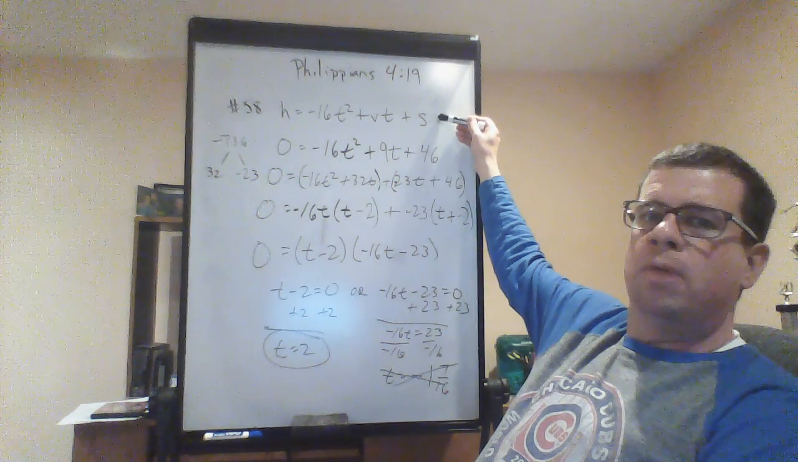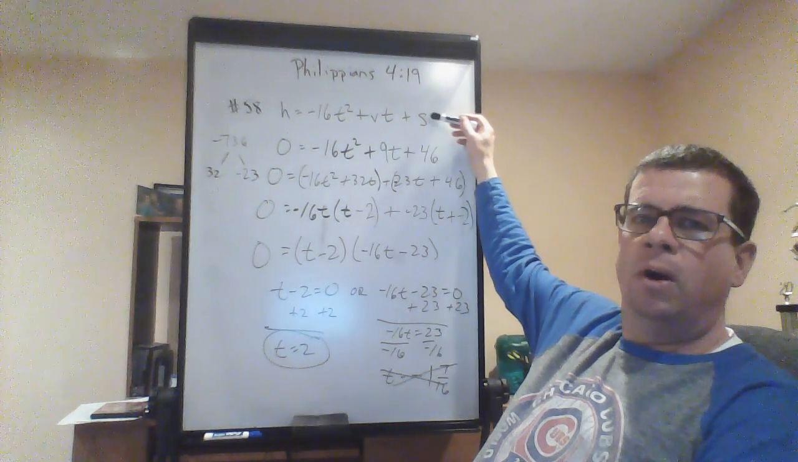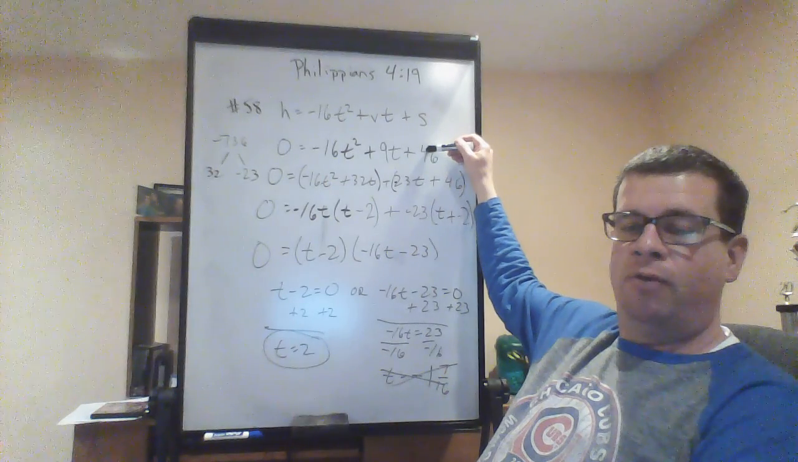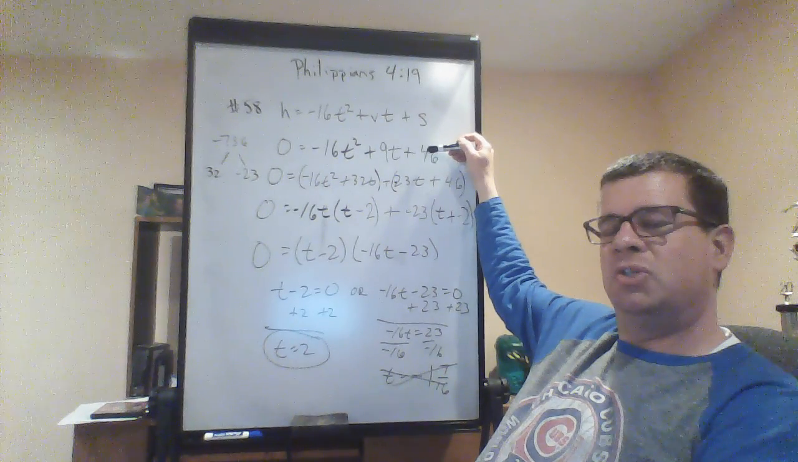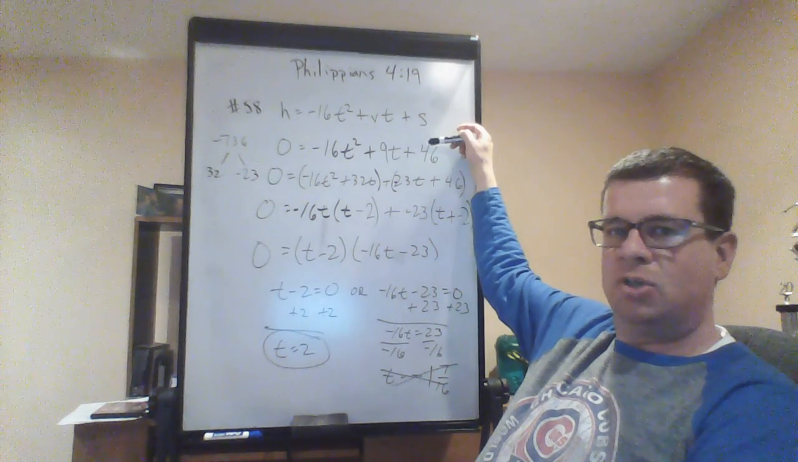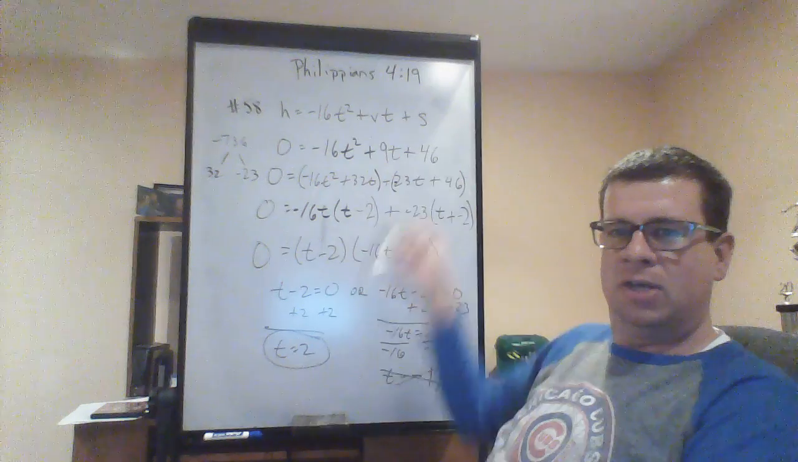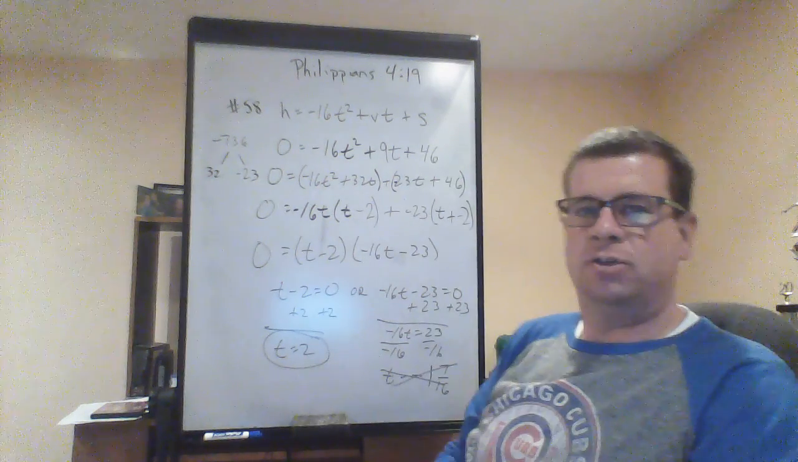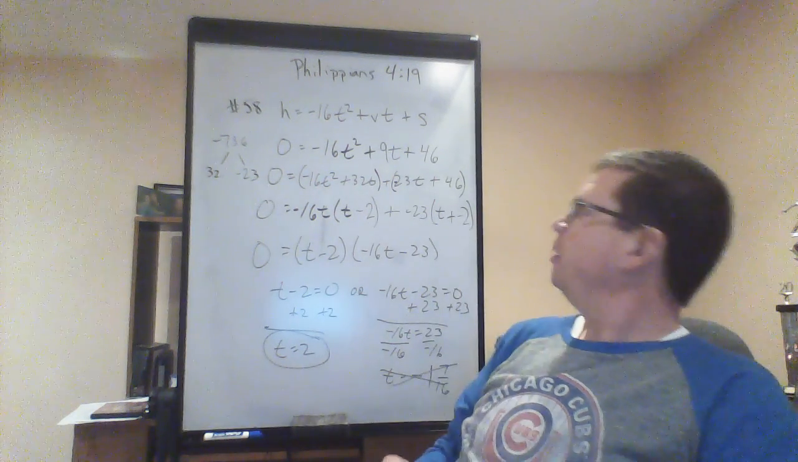Okay, so again, the vertical motion model, we've seen that before, but now we're filling in a value for s, because we're not necessarily starting on the ground. We have an initial height, and that's going to necessitate us doing this factoring by grouping here.